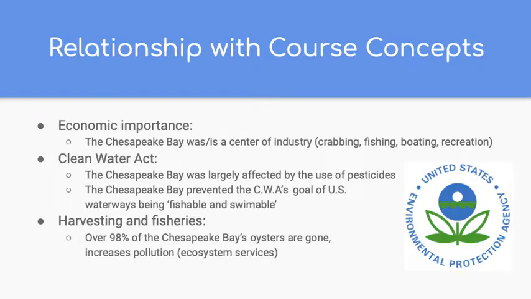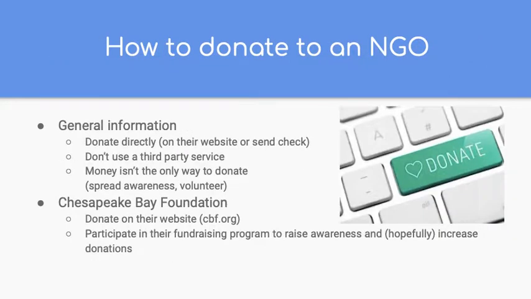problem with overharvesting of oysters. At one point, 98% of the bay's oysters were gone, and because one of the ecosystem services those provide is to clean the water, that also increased pollution.